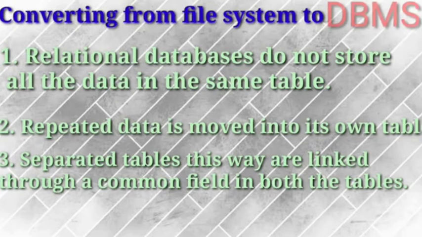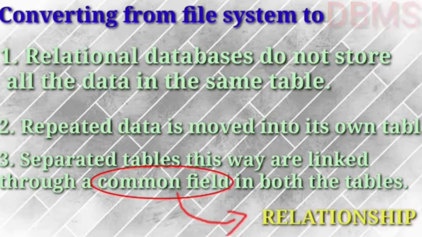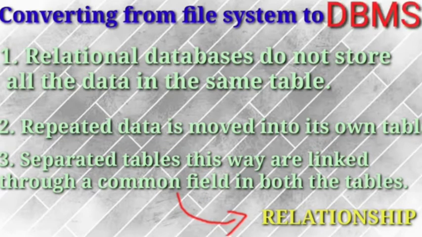Keep in mind that the two tables which are connected in a database are linked by a common field. The process of linking is called a relationship. So when two tables are linked together, they form a relationship.